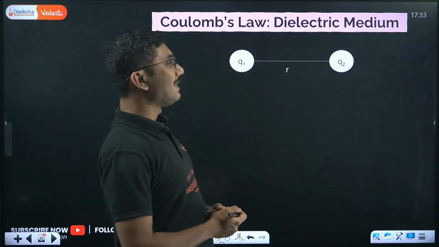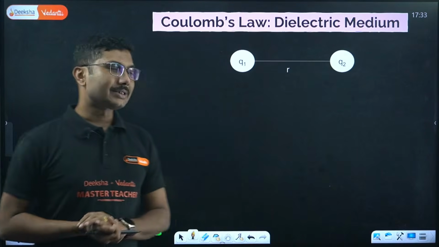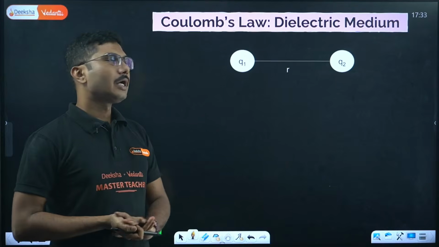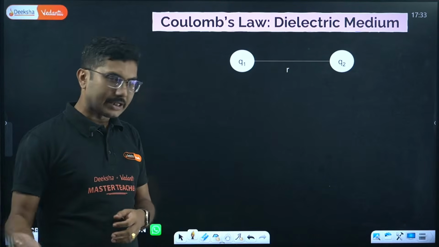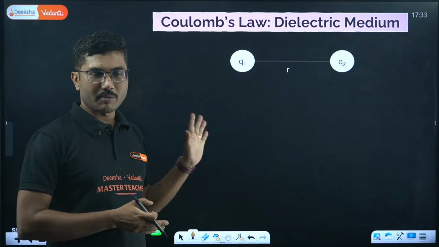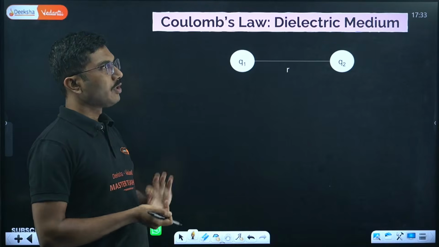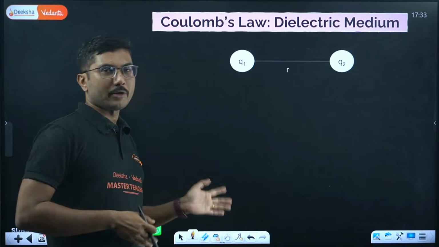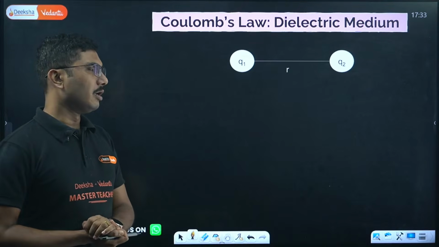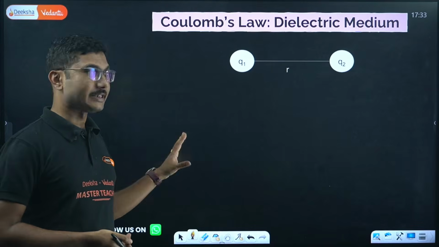Coulomb's law in a dielectric medium. This is a KCET, NEET and JEE specific topic. This topic will not come in your PU exam. Whatever we have discussed so far is common for KCET and PU, but this topic is KCET specific.